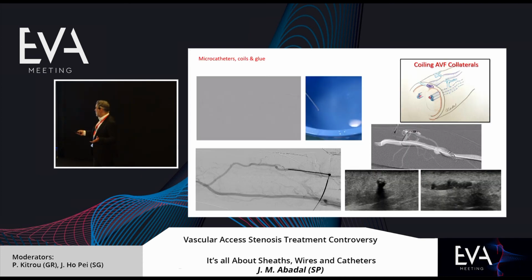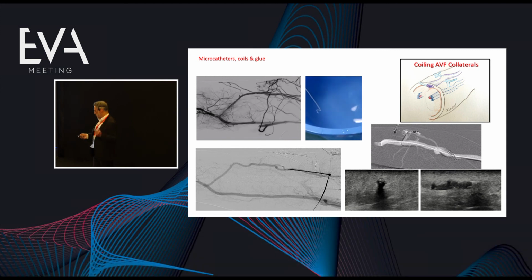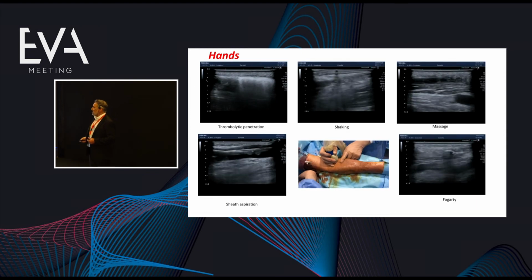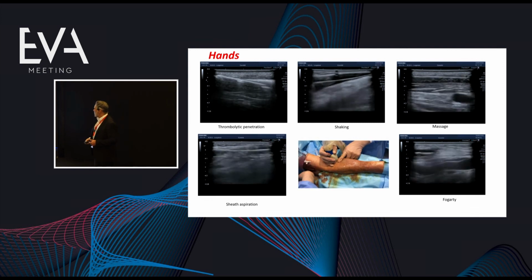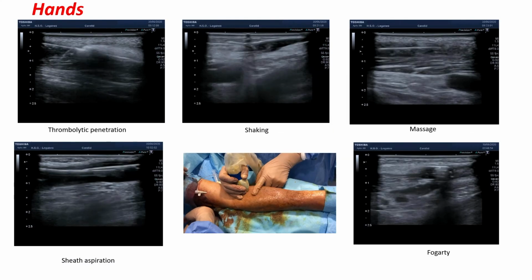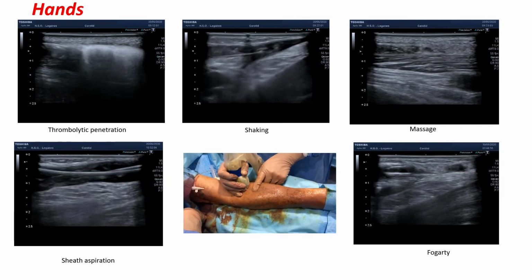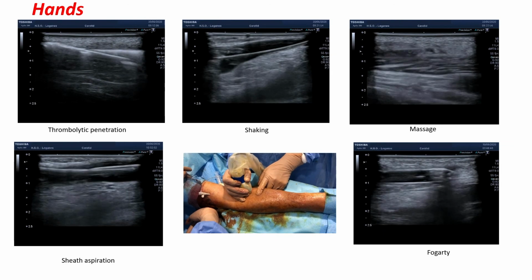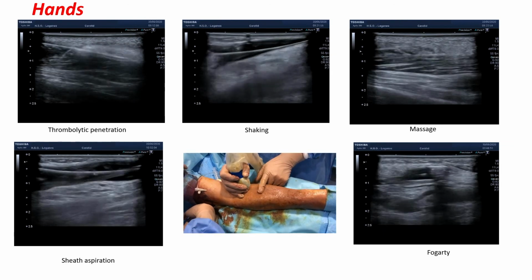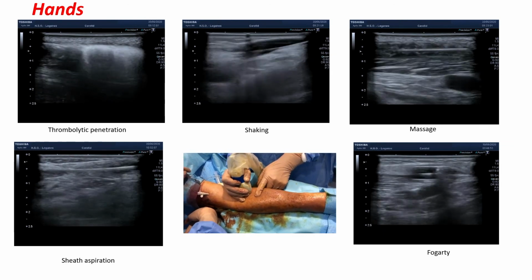Microcatheters, we don't use them, but I just put a case where we used to embolize collaterals. Nowadays, we embolize collaterals percutaneously with glue. And finally, the most important thing, it's the hand and the expertise of the physician. And here you can see all the maneuvers that we are doing during a thrombectomy. We enhance thrombolytic penetration by compressing with our hand. We shake, we massage to move the thrombus from one point to another one, sheath aspiration on Fogarty.